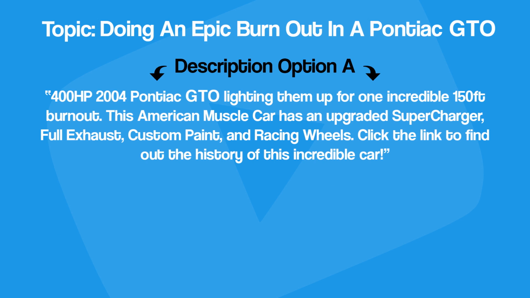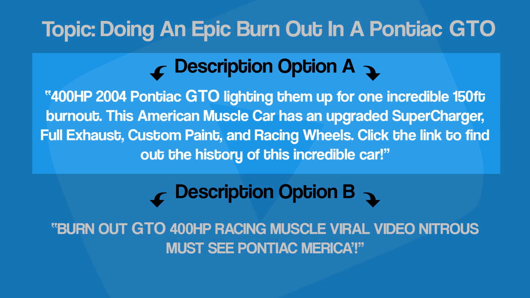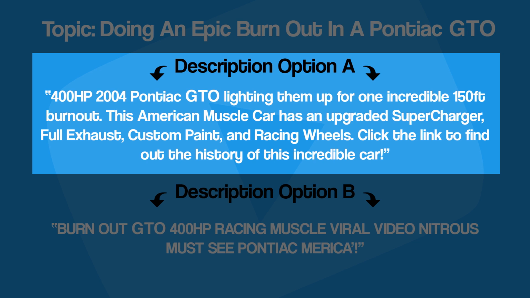Now let's take a look at option B. It reads, Burnout GTO 400 horsepower racing muscle viral video nitrous musty Pontiac America. Now if you guessed that A was the better option, you would be correct, and we could still be friends.